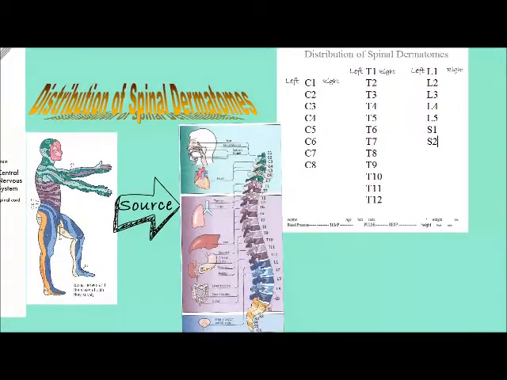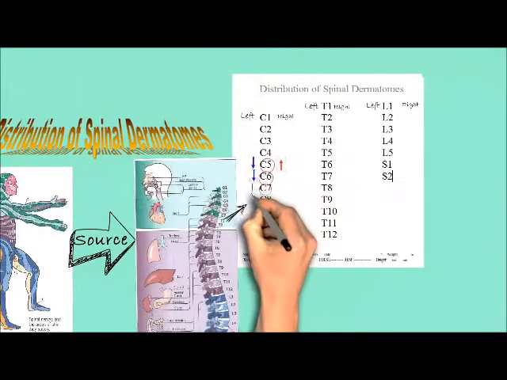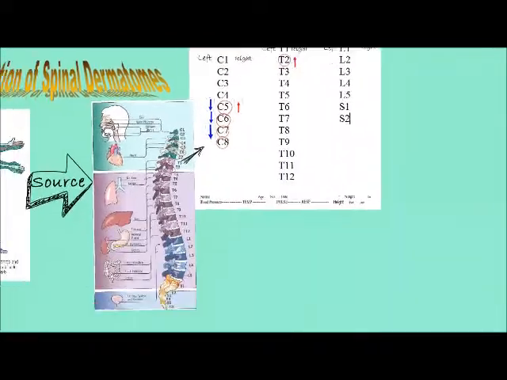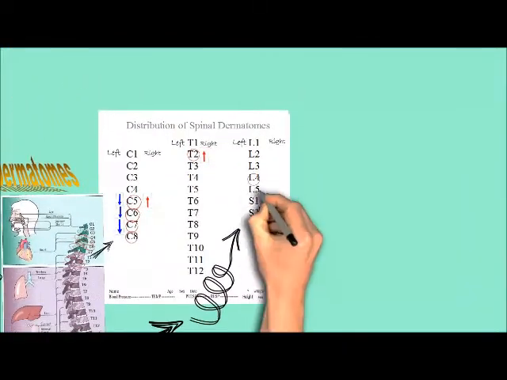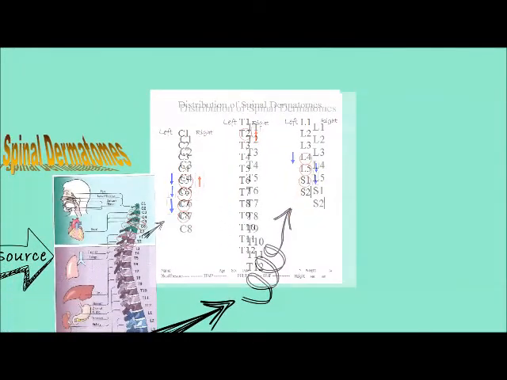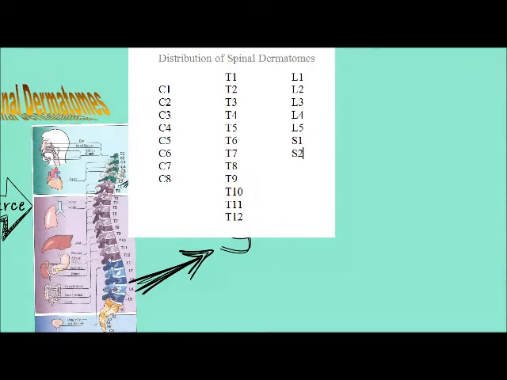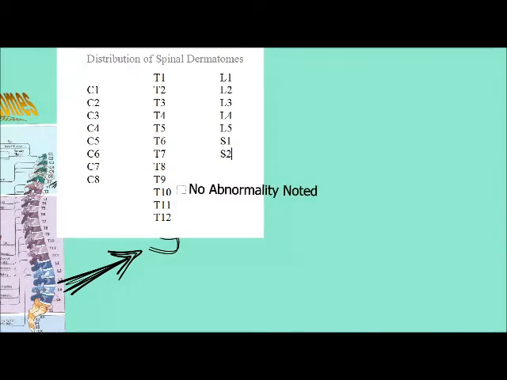Now, when the sensation is increased at a certain level compared to one side, we mark an arrow up next to that level. When the sensation is low at a certain part, we mark it down, especially in the case of the neck and back, which is super important, especially for a bulging disc patient. Now, if there is nothing going on with you and your sensation is just fine, we mark no abnormality noted, and hopefully that's the case.